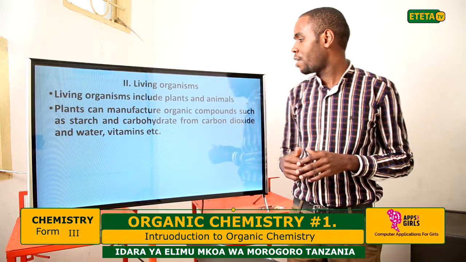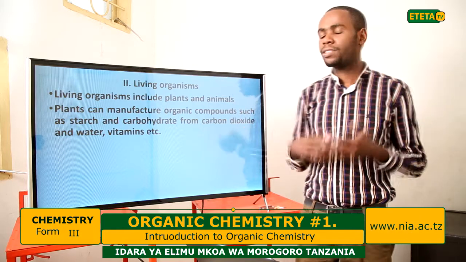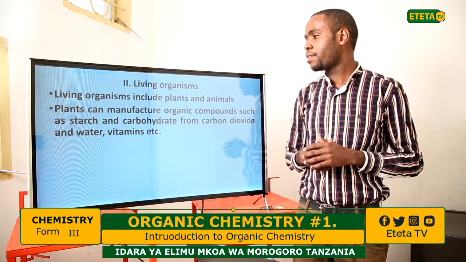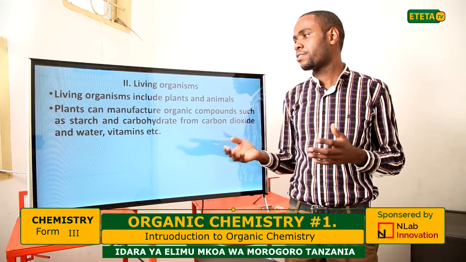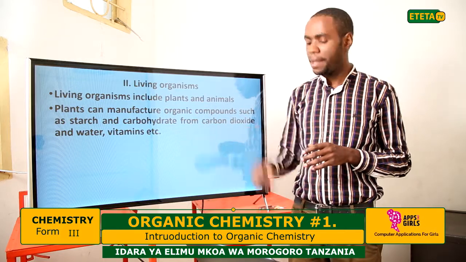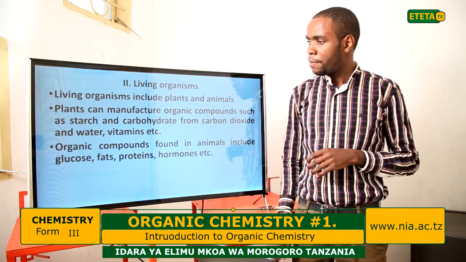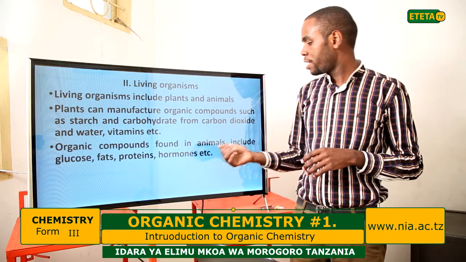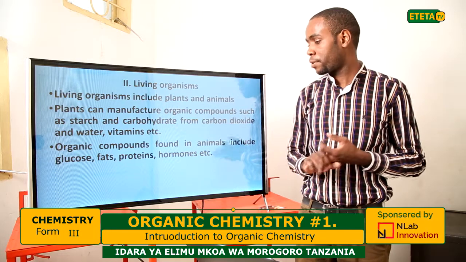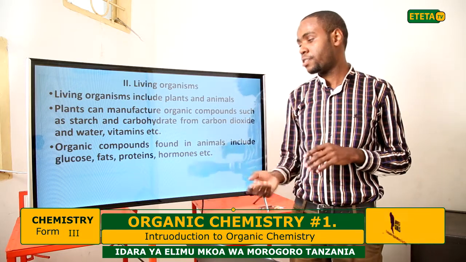Plants can manufacture organic compounds such as starch, carbohydrate from carbon dioxide and water, vitamins, and others. So these are organic compounds which are manufactured by plants. Organic compounds found in animals include glucose, fat, protein, hormones, etc.